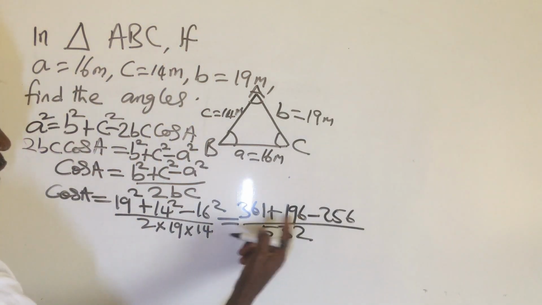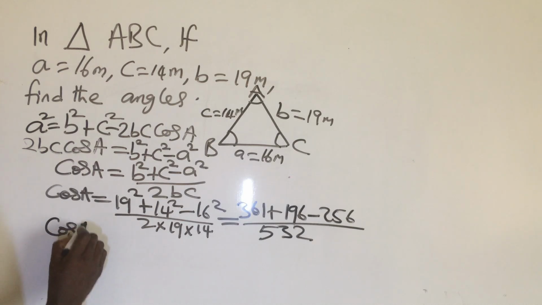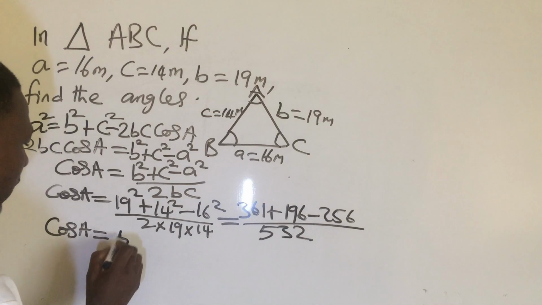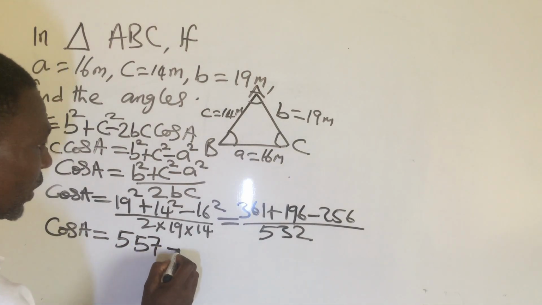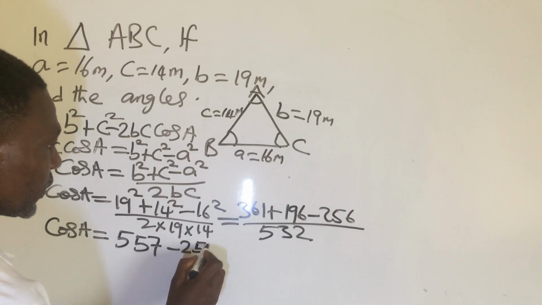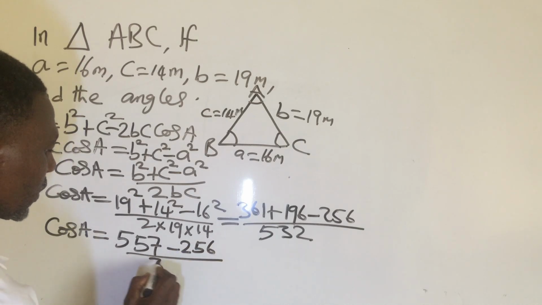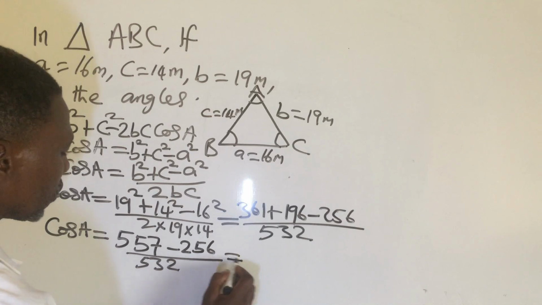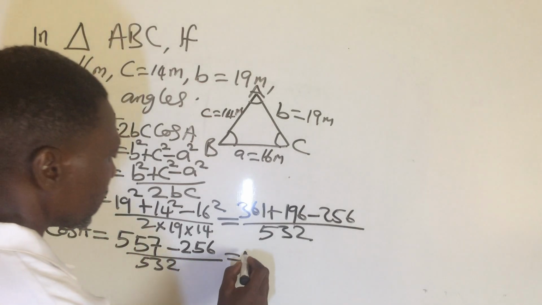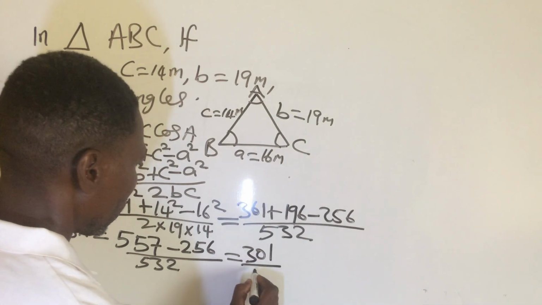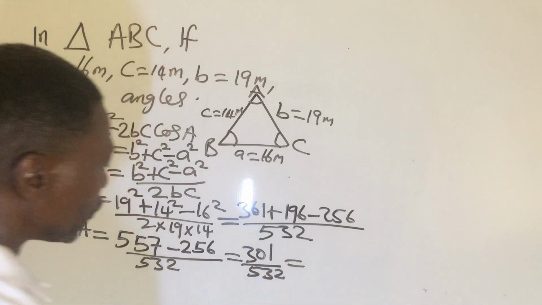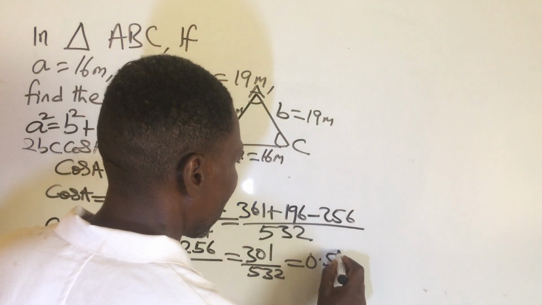532. Okay. Now we add: cos A equals 361 plus 196, 557, minus 256, all over 532, which equals 557 minus 256, 301 all over 532, and 301 divided by 532 is 0.57.